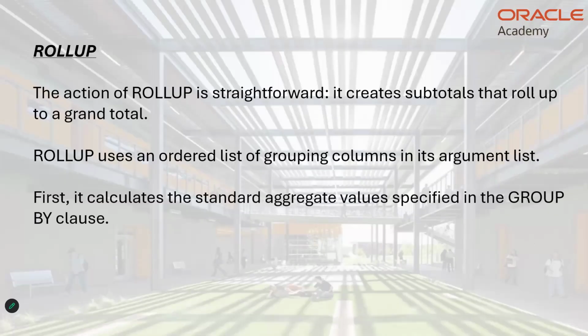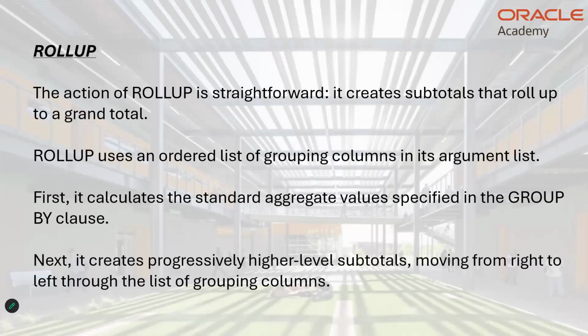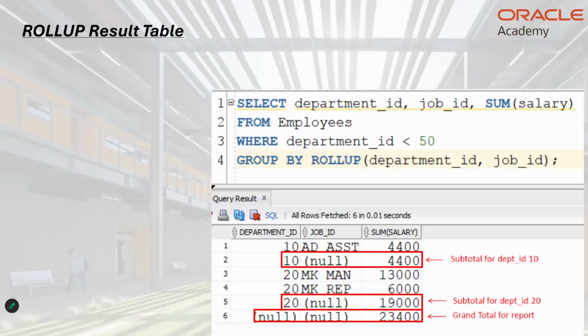It uses an ordered list of grouping columns in its argument list. First, it calculates a standard aggregate value specified in the group by clause. Then it creates progressively higher levels of subtotals, moving from right to left through the list of grouping columns. Finally, it creates a grand total.